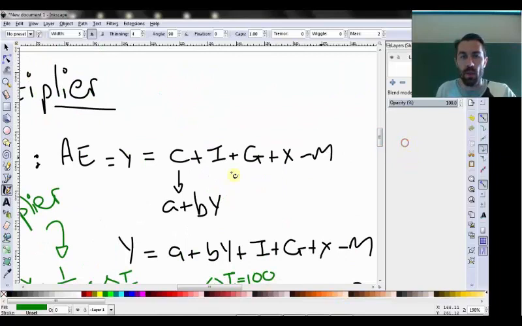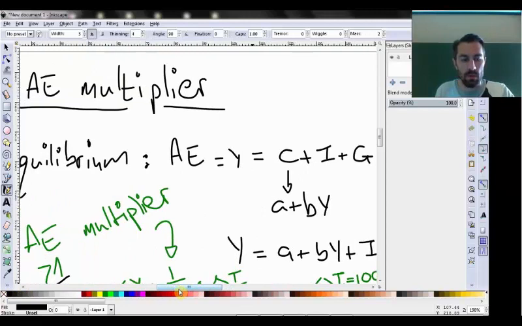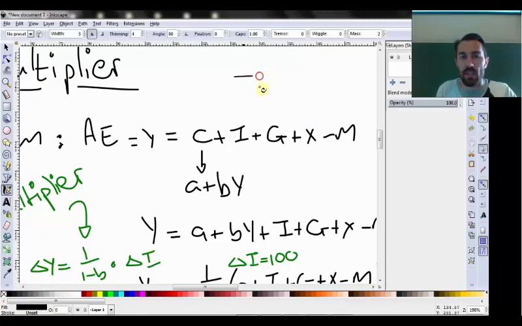So in this equation, what I assumed, you'll notice that taxes are 0, and I said little m was 0 as well. So there was no autonomous taxes, and there was no induced import effect.